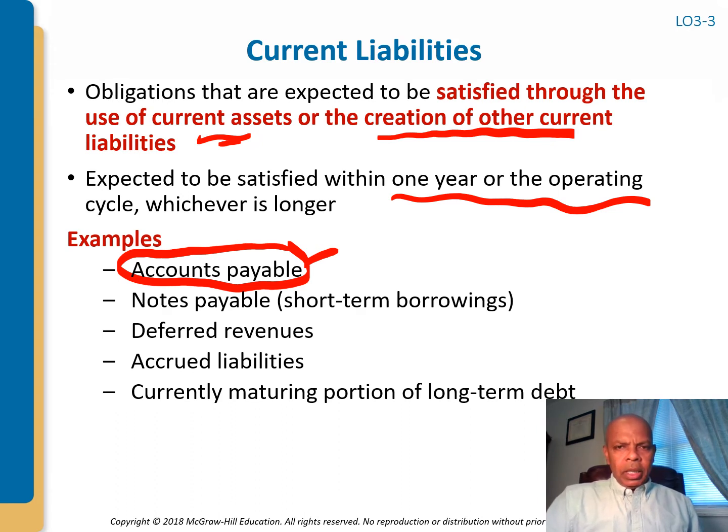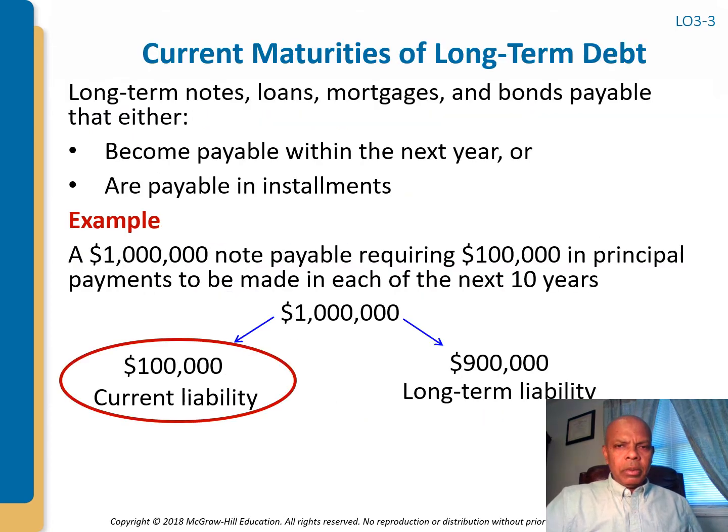Okay, again, all these items under the currently maturing portion of long-term debt, I explained that before. All right. Now here's an example of current maturities of long-term debt. The long-term notes, loans, mortgage, and bonds payable that become payable within the next year, or are payable in installments. Usually when you have a long-term loan, sometimes you have to pay in installments, on an annual basis or quarterly basis, whatnot, right?